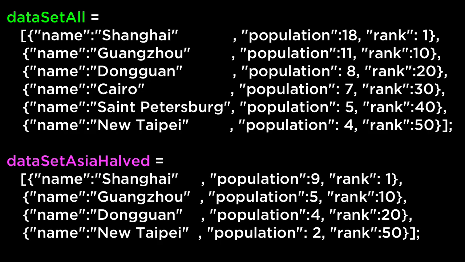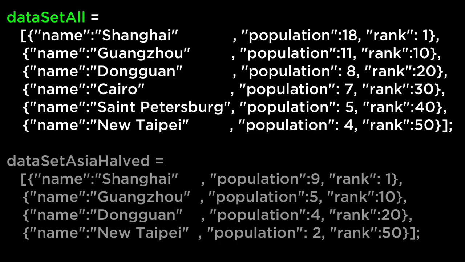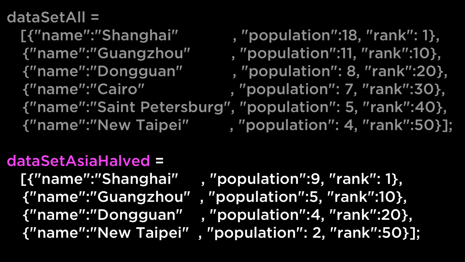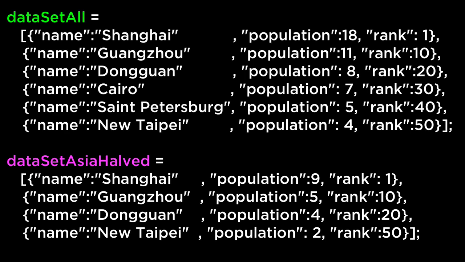This dataset comes from Wikipedia and is a list of cities, their population in millions, and their rank according to Wikipedia. Shanghai is the largest city, and New Taipei is the 50th largest city. The first dataset, all, has 6 cities. The second dataset, Asia halved, has 4 cities where the population of each city has been cut in half. If we use the by-index default behavior of a data join, the 4th element in the DOM would get the New Taipei population, name and rank. What we would rather have happen is that each city gets the relevant data update.